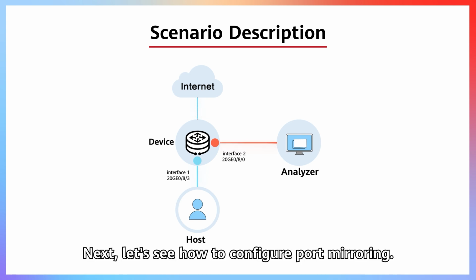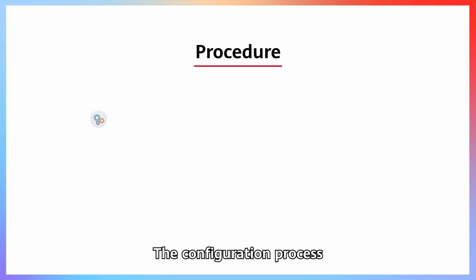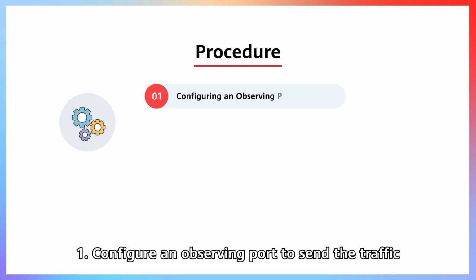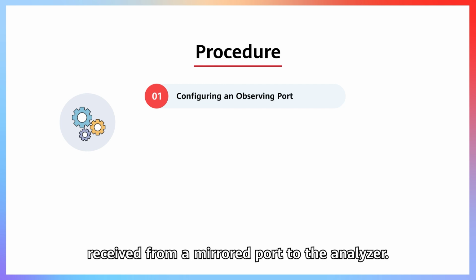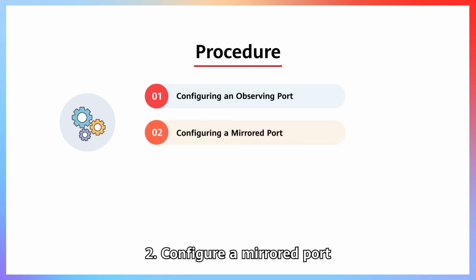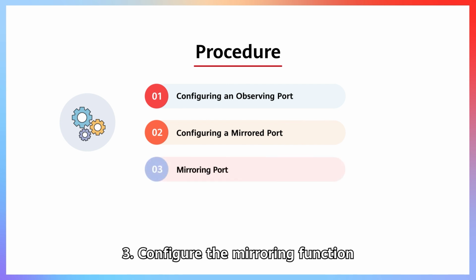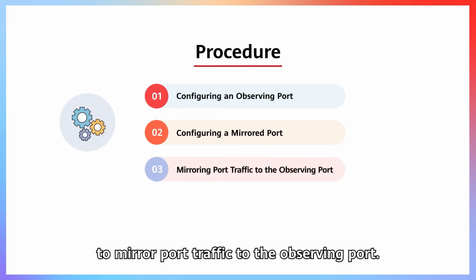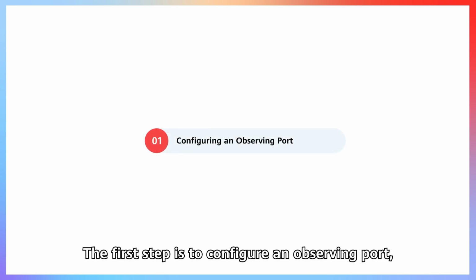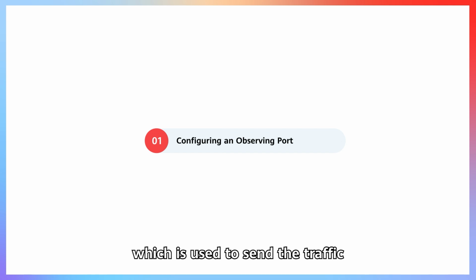Next, let's see how to configure port mirroring. The configuration process consists of the following steps. First, configure an observing port to send the traffic received from a mirrored port to the analyzer. Second, configure a mirrored port to mirror packets on the port. Third, configure the mirroring function to mirror port traffic to the observing port. Finally, verify the configuration.